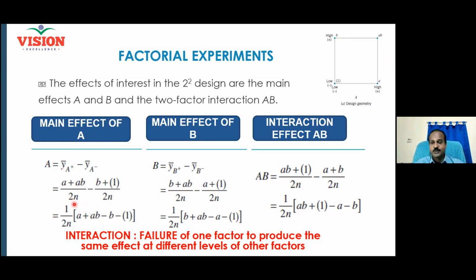How do I convert the 2 into 4? By multiplying again by 2. Now what is 2? The number of replicates. So in the denominator, I multiply by the number of replicates. Now this is the average when my factor A is at high. This is the average response when my factor is at low. The difference is called the main effect of A. Now you can always simplify the formula by taking out the common terms, 1 by 2 and so on.